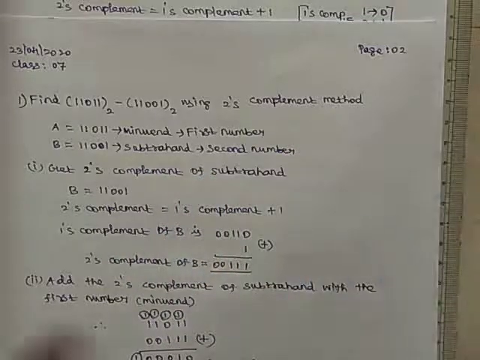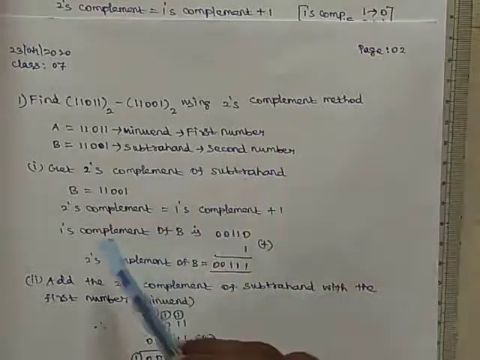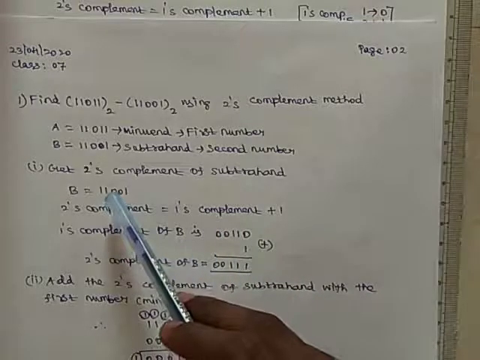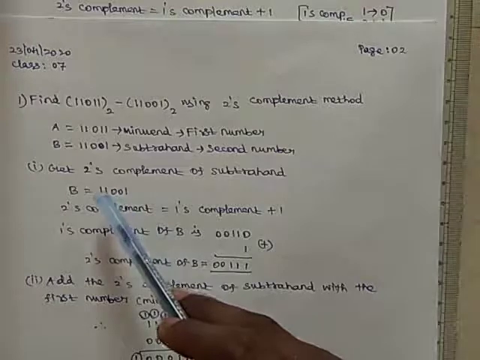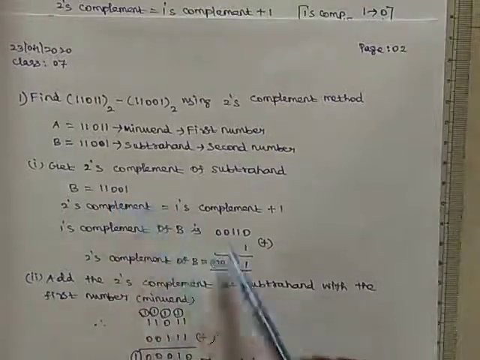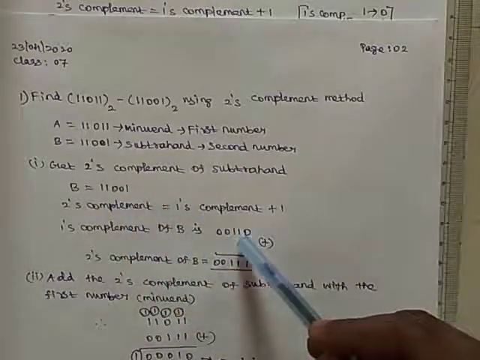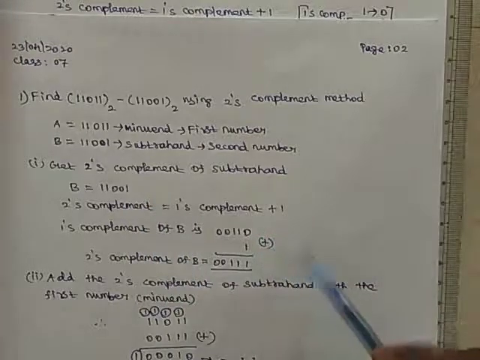What is the first step? We have to take the two's complement of the subtrahend. Two's complement is nothing but one's complement plus 1. So here is B. We first take the one's complement. Here this 1 is converted into 0, this 1 into 0, this 0 into 1, this 0 into 1, and this 1 into 0. That is the one's complement.